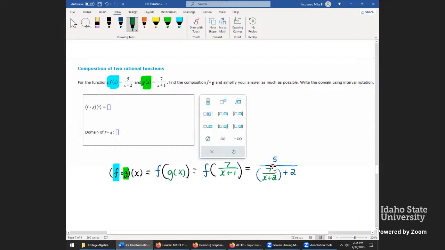Well, we got through the composition. Now we have to simplify that. It says simplify your answer as much as possible. And the only issue here is we have a fraction in the denominator of the fraction. Yes, question first? Shouldn't it be 7 over x plus 1?